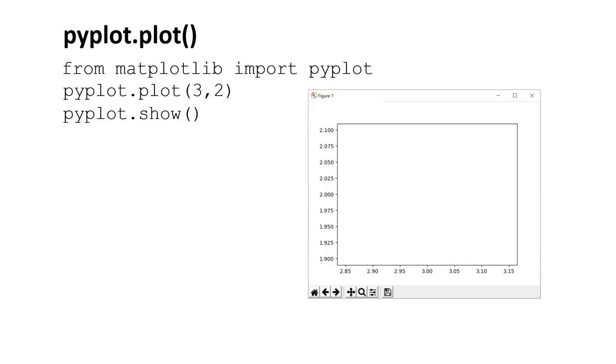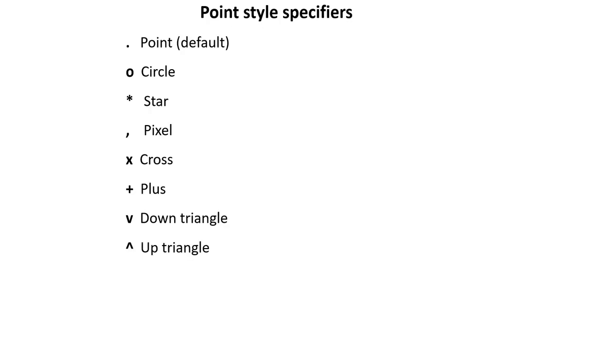Various point style specifiers are: dot, it will display the point as a dot. It is also the default point style. Lowercase o for a circle. It will display the point as a filled circle. Star, it will display the point as a star. Comma for pixel. Lowercase x for cross. Plus sign for plus sign. Lowercase v for down triangle. Caret for up triangle. Less than sign for left triangle. Greater than sign for right triangle.